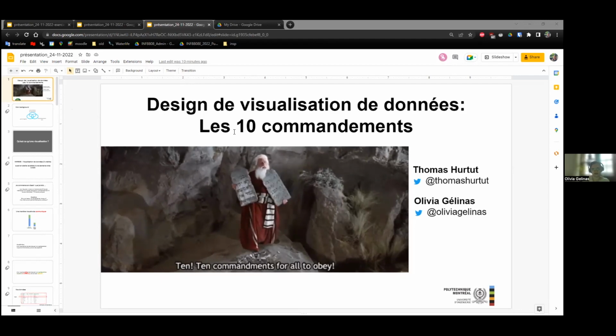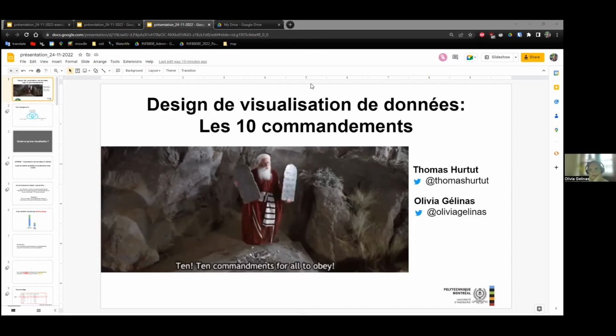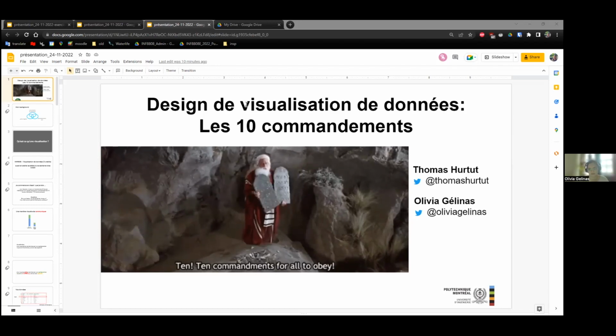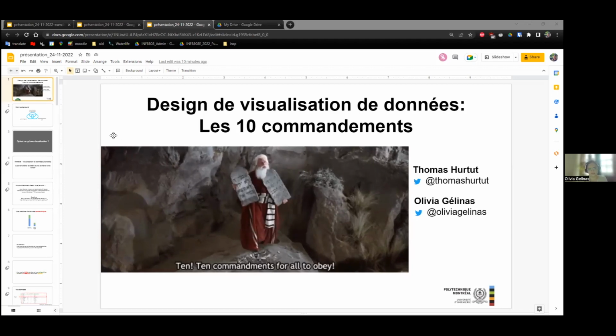So this is, as mentioned, we're going to talk about the visualization of data. And we're going to talk not too much about the implementation technique, but more about the standards and different ways to visualize data. We're going to center the discussion within the 10 commandments of data visualization. So 10 regulations, standards in general, that you follow when you design data visualization.